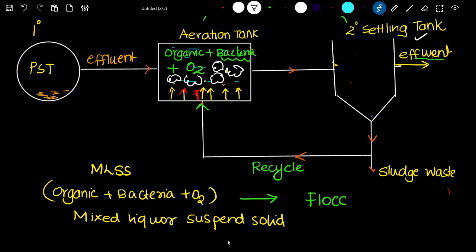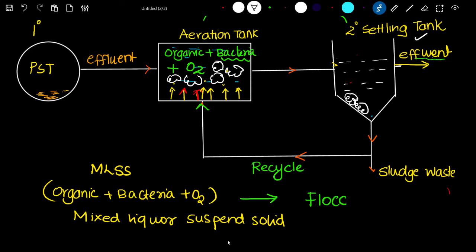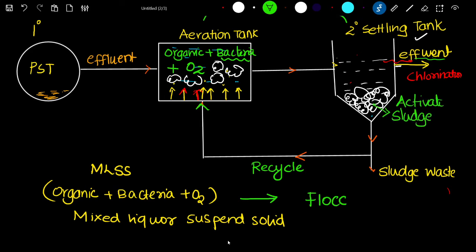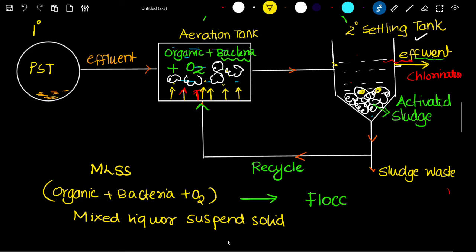In order to settle and remove these, we transfer the whole contents into the secondary settling tank, where these flocs will settle at the bottom. They are made to settle at the bottom, and the remaining effluent will be there. The effluent may be subjected to a tertiary treatment such as chlorination, etc. And the settled flocs, that is what you call sludge, or in general an activated sludge, from which the name activated sludge process comes. Now why is it called an activated sludge? Because in this system there are active microbes present. Active microbes are the live bacteria.